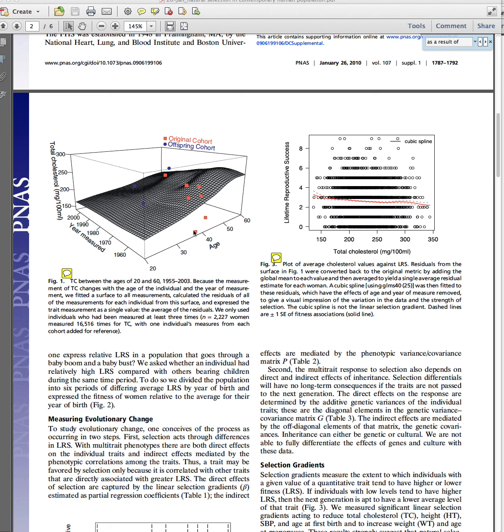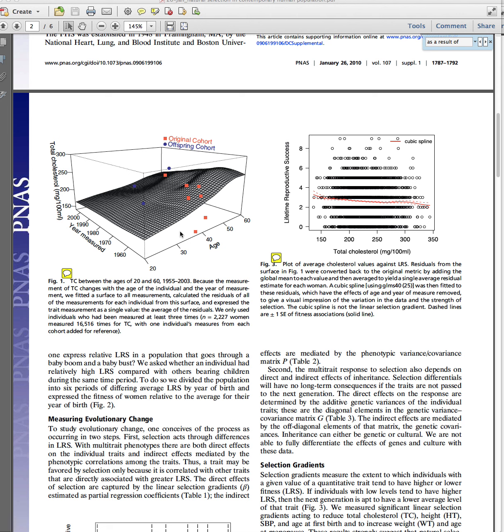So for this value here, this red square down here, it's way down beneath this surface. And so its residual is going to be large and negative, right? It's the difference between the expected value and the actual observed value, or the predicted value and the observed value. That's what your residual is. So what they're doing here is they're controlling for the effect of age and year on total cholesterol, because each of those could have a different impact, but consistent across people. So that's the purpose of this figure here.